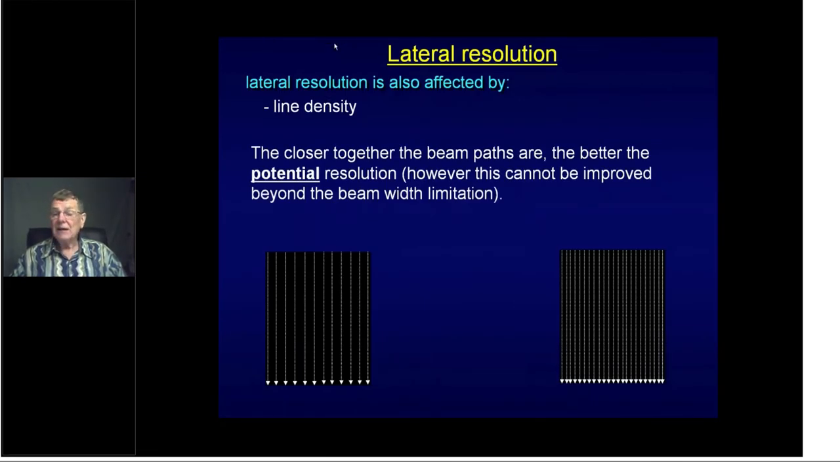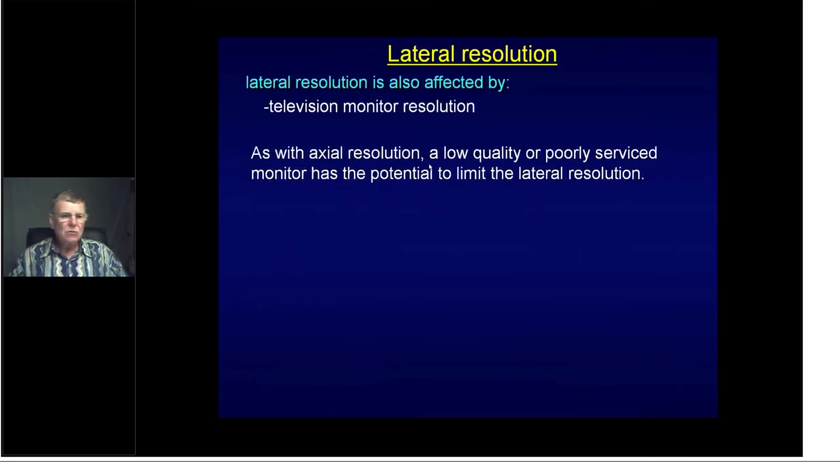What will affect lateral resolution on your machine, however, is your line density. The closer you can get your beam paths together, then the better the potential resolution is going to be. And it's adjustable. Most machines will have an adjustment on it to be able to get those beam paths closer together or further apart, depending on what you want to do. Okay, lateral resolution could also be affected by the television monitor resolution.